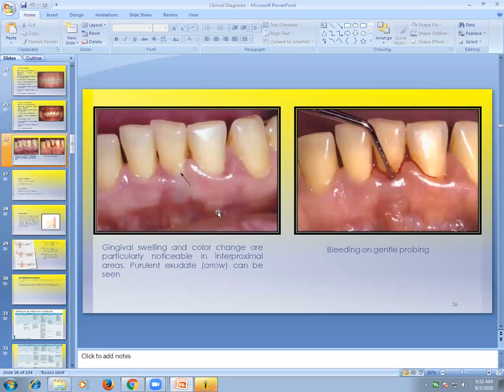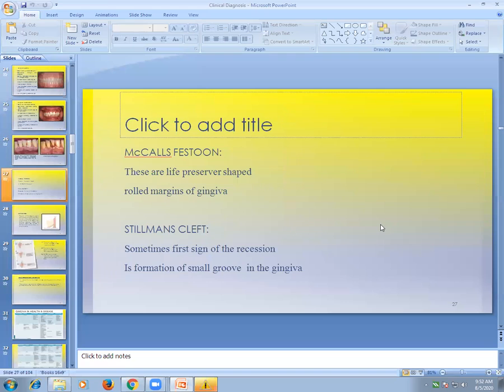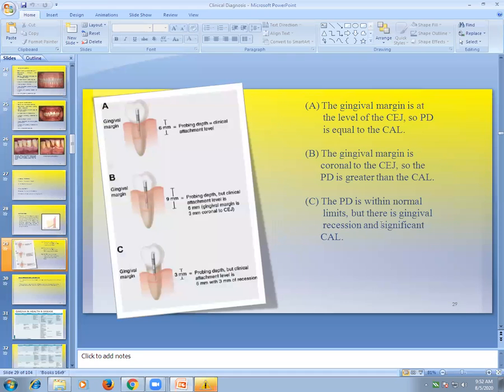Meckel's festoon and Chilman's cleft. Here I have shown you Meckel's festoon and Chilman's cleft. Here you can see the initiation of a cleft. Even the shape of marginal gingiva is also changed. So with bleeding on gentle probing, you can see oozing of blood from the sulcus.